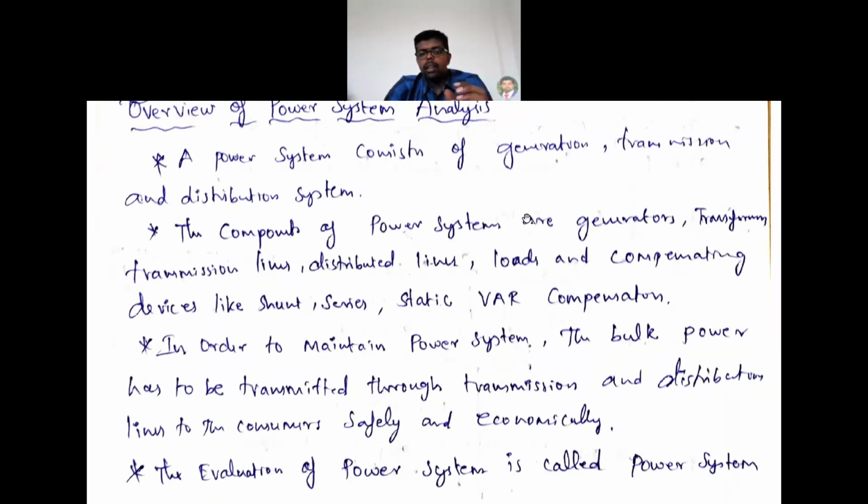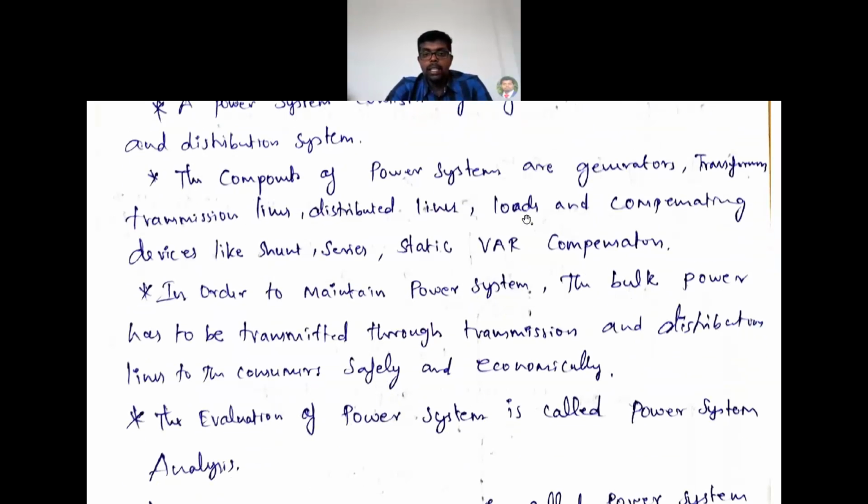In order to maintain this power system, bulk power has to be transmitted through transmission and distribution lines to the consumers safely and economically. We have to transmit to consumers safely, and that we are doing, and economically. What does the word economically mean?